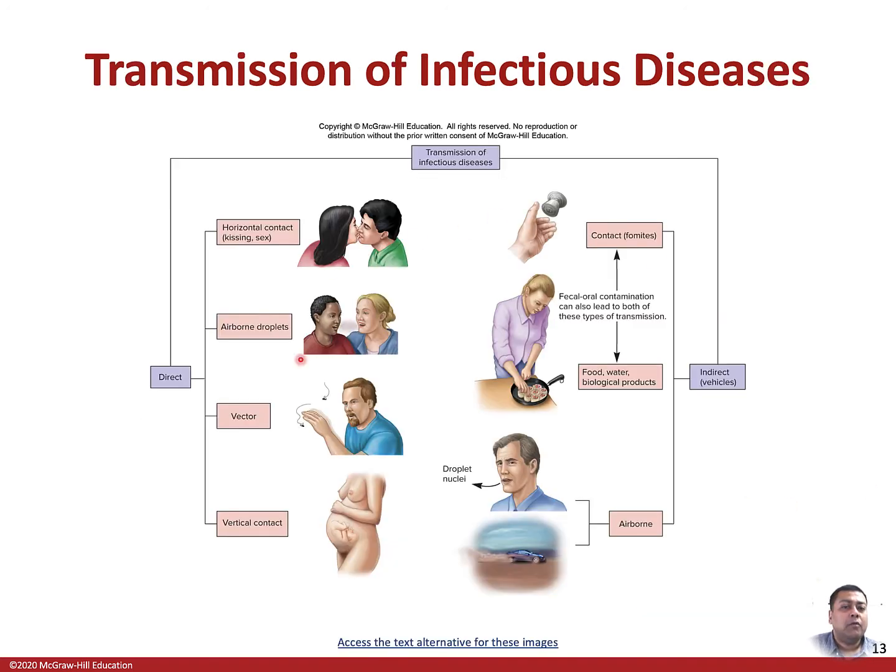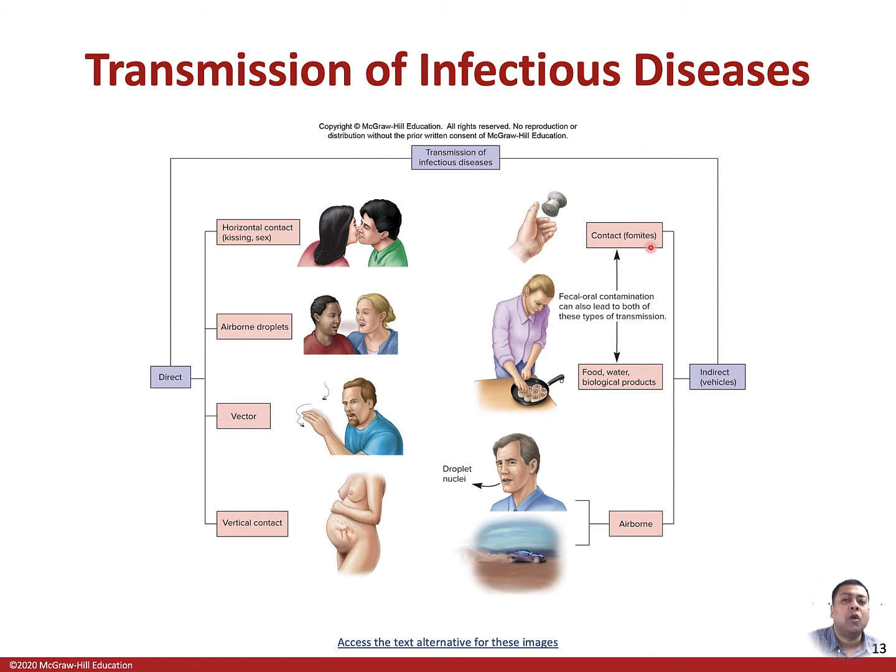So here we are looking at some of the direct contact transmission of infectious disease. Horizontal contact, like kissing, sex, or airborne droplets when you are close to someone, can disseminate some of these microorganisms. Vector, you can easily see that we talked about that, and the vertical contact is from a mother to the unborn child.